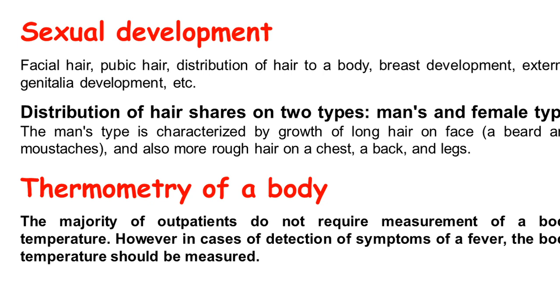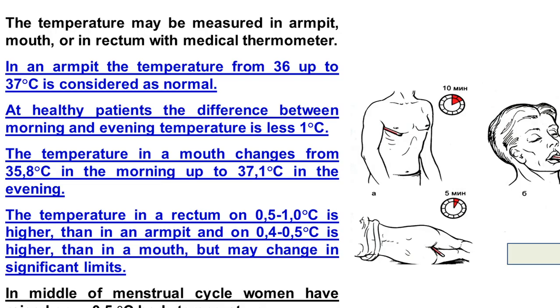Thermometry of the body, very important. Temperature may be measured in the armpit, mouth or rectum, and a normal temperature in the armpit is from 36 up to 37 degrees. In healthy people, the difference between morning and evening temperature is less than 1 degree Celsius. Temperature in the mouth changes from 35.8 in the morning up to 37.1 in the evening.